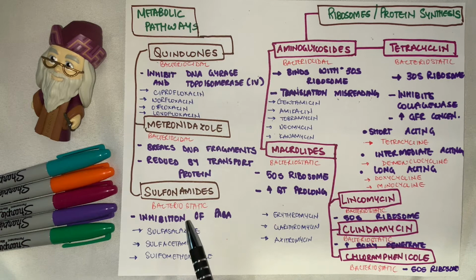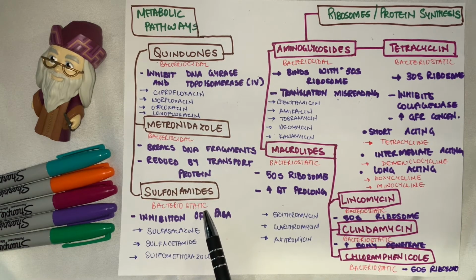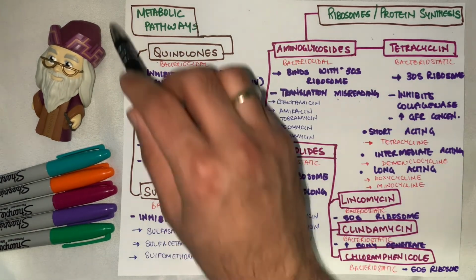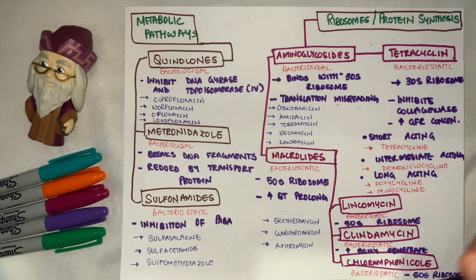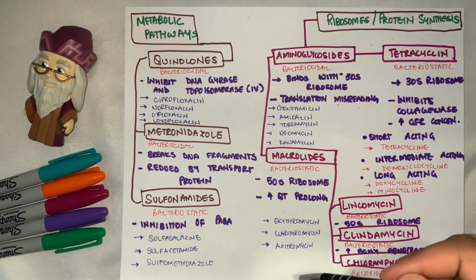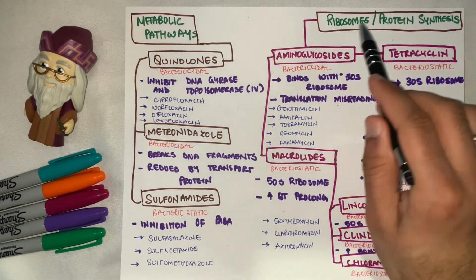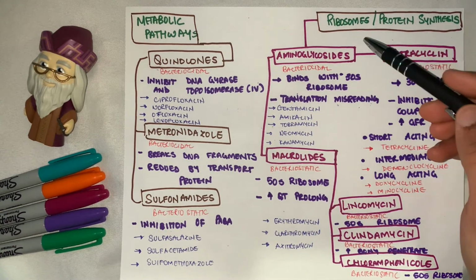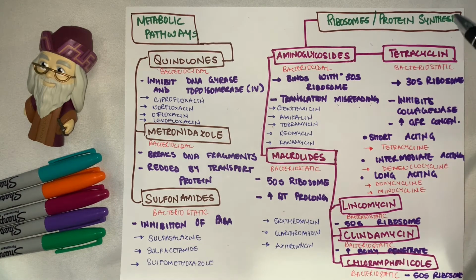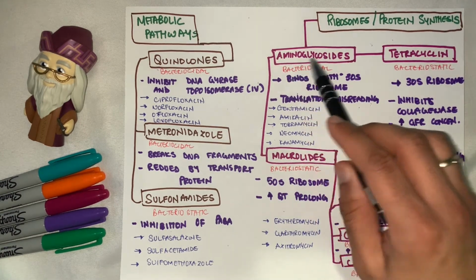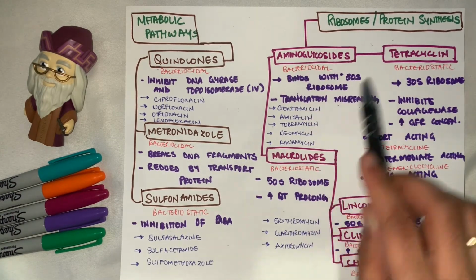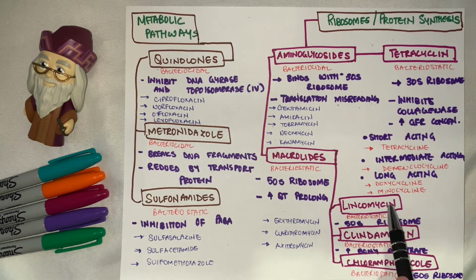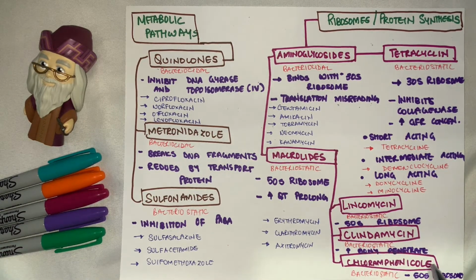These drugs act as bacteriostatic. It basically just starves the bacteria. It doesn't let it affect us, but doesn't really kill it. So that was the metabolic pathway. Alright, the last group of antibiotics in the big classification is ribosome and protein synthesis. So antibacterial drugs that affect the ribosome's synthesis are aminoglycosides, macrolides, tetracycline, lincomycin, clindamycin, and chloramphenicol.